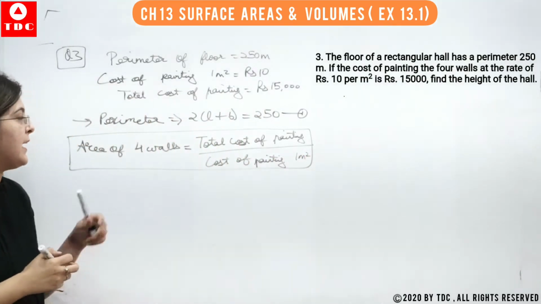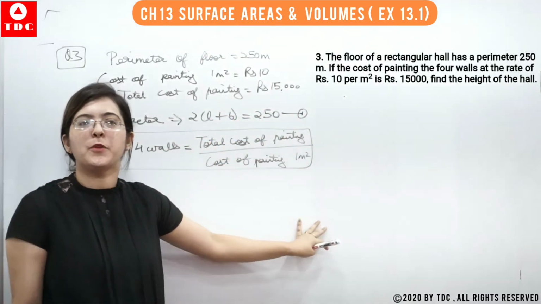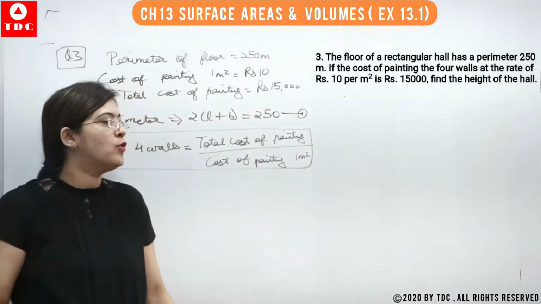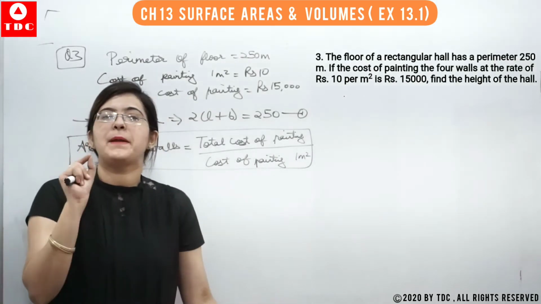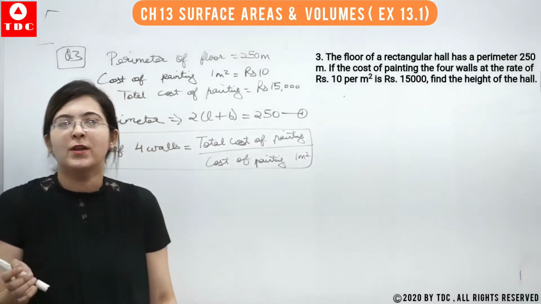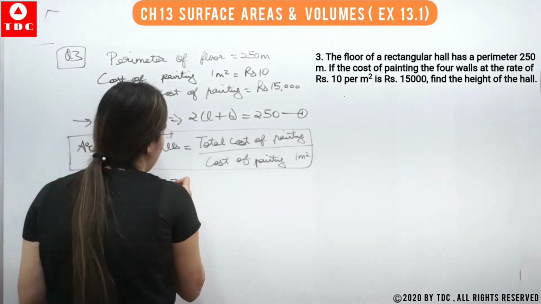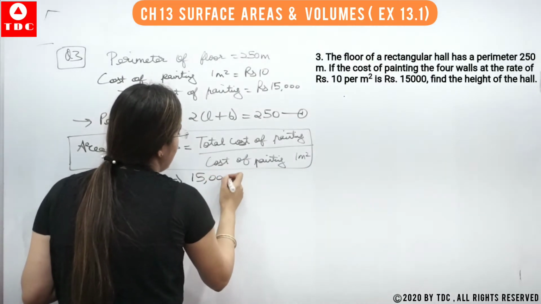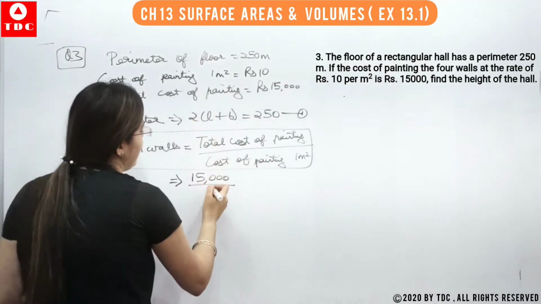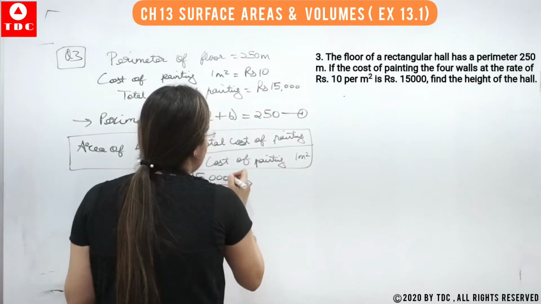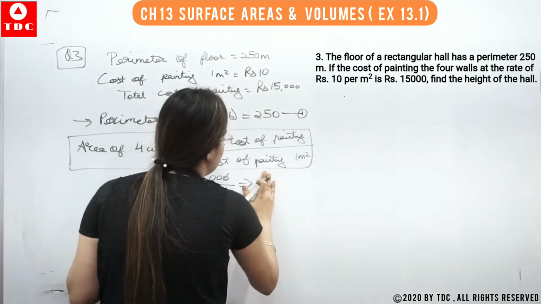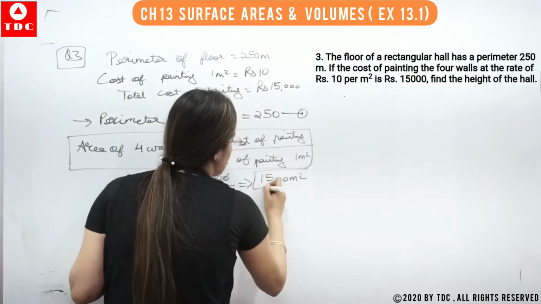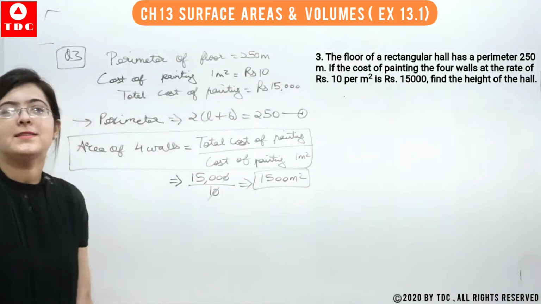To find out the area from the cost, what formula will we use? The total cost of painting the walls of the room upon the cost of painting 1 meter square of the walls. So how much will we get? Total cost is 15,000 upon the cost of painting 1 meter square, which is 10. The 0s get cancelled. We will get 1500 meter square. So this is the area of 4 walls.